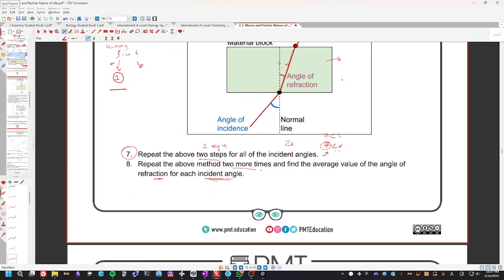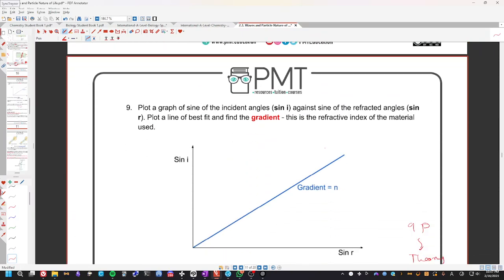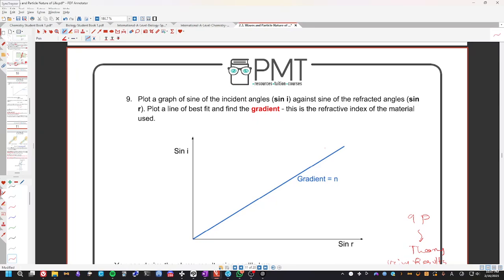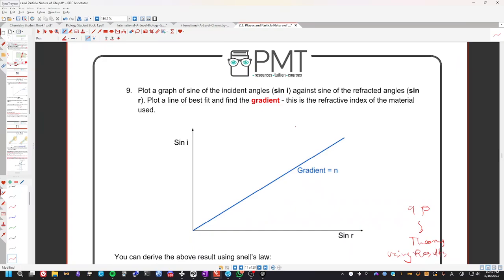So you can use those. That's going to give you the best accuracy. And then you want to plot a graph as usual. This time you want to plot sin i over sin r. Those are the 2 variables that you measured.